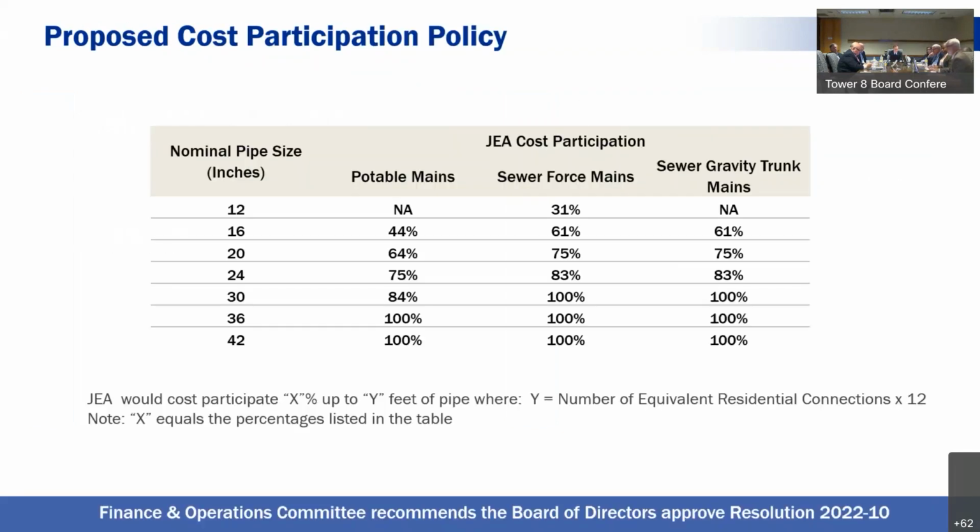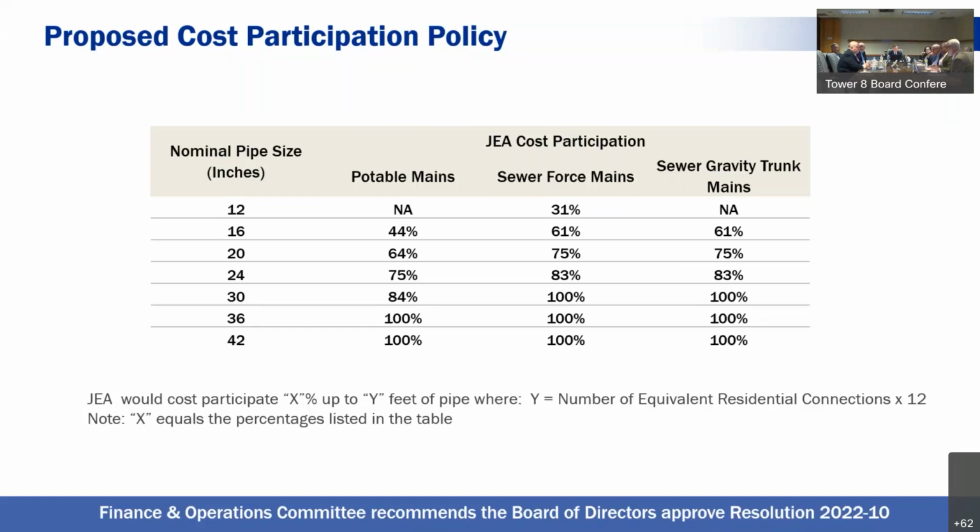So here's a quick outline of the policy. It's primarily just on transmission pipe. You can see the pipe sizes shown on the left-hand side. So it's pretty much for sewer force mains, it begins at 12 inch. For water and reuse, it begins at 16 inches and up.